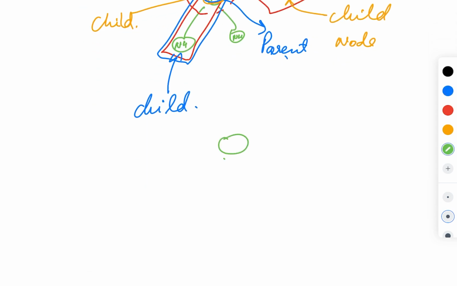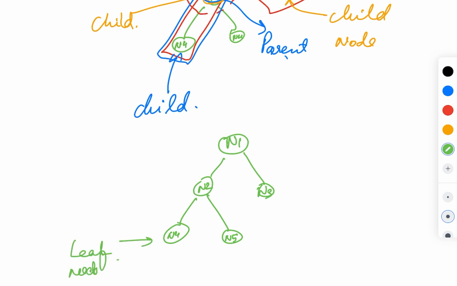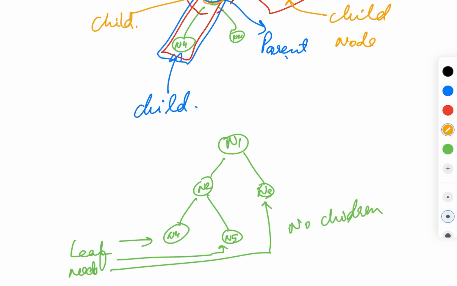Let's redraw the tree once again for the remaining terminologies. This is N1, N2, N3, N4, and N5. In this tree, this is a leaf node. This is also a leaf node, and this is also a leaf node. Since there are no children to these nodes, they're called leaf nodes. Now, if you see, these are called levels of a tree. This is called the height of a tree.